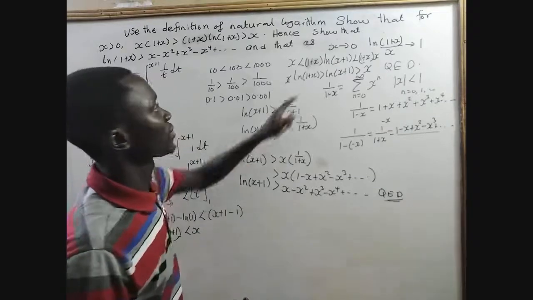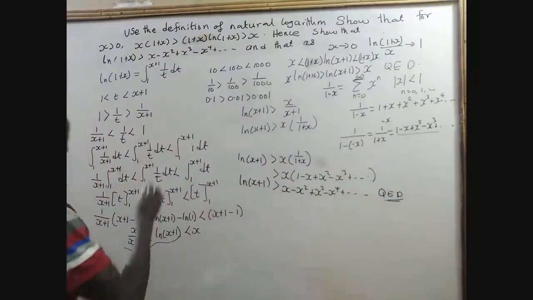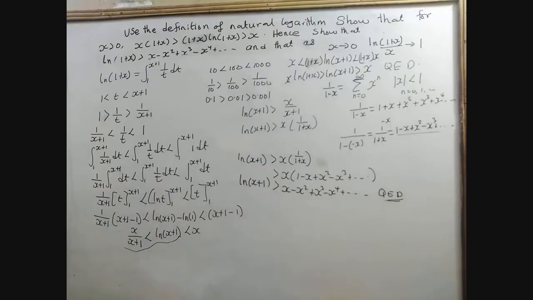So we are saying that as x approaches 0, natural log of 1 plus x over x also approaches 1. How do we show that one? We will show that one by using which parts of our proof? Yes. Which part will help us to prove this? Okay, this part will help us to prove that. So let's take that part.